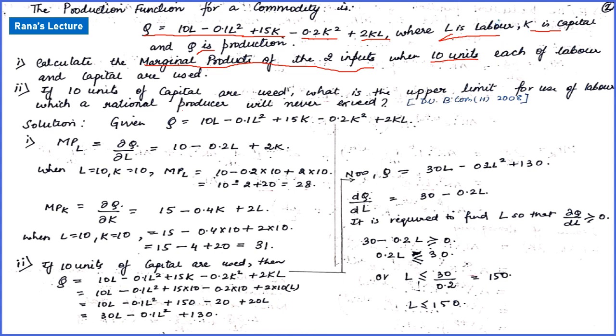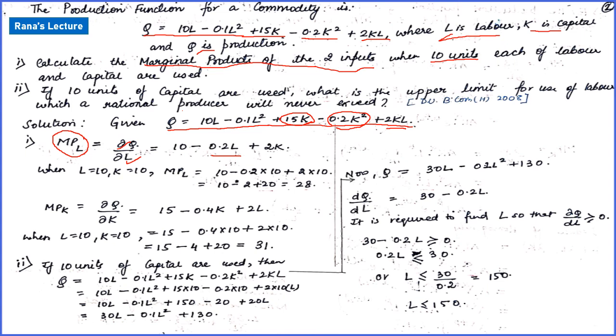Now come to the question. You are given Q is equal to 10L minus 0.1L square plus 15K minus 0.2K square plus 2KL. We differentiate, we calculate marginal productivity of labor, where K will remain constant. Delta Q by delta L. You calculate, this will be 10, this will be 0.2L, right? This will become 0 because K is constant. This will also become 0, right? And this will be only 2K. This is marginal productivity of labor.